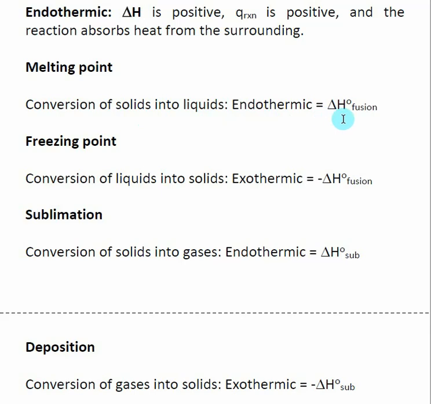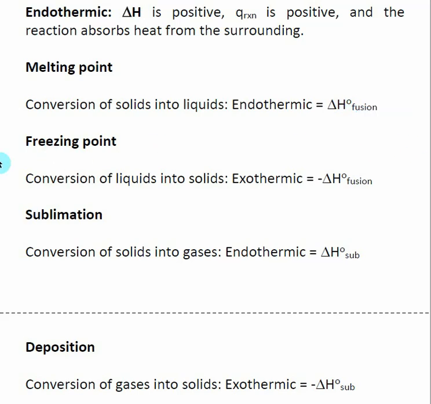And we do have an enthalpy for it, and we have a specific enthalpy. So here, this is something else that you've got to pay attention to: the enthalpy for different phase changes is going to be different. So you have to be very specific about what phase change you're looking at. The enthalpy for the melting point is called delta H fusion.